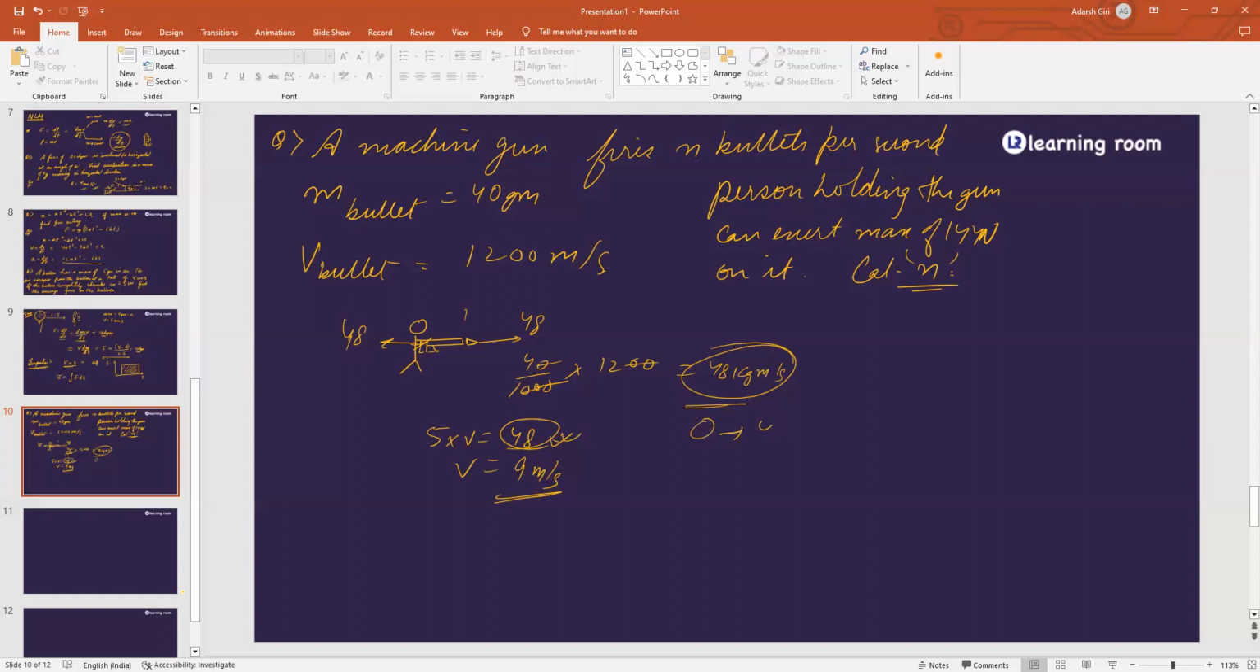Yes, sir. Right? If the gun fires one bullet in 1 second, the gun also acquired a momentum of 48 from 0 in 1 second. So this will be the force, 48 newtons. Underline, if the gun is firing one bullet per second. So this force you have to balance. You have to provide it to the gun, otherwise you will break your shoulder.